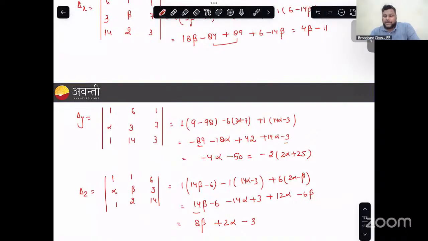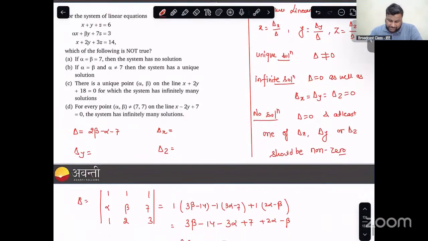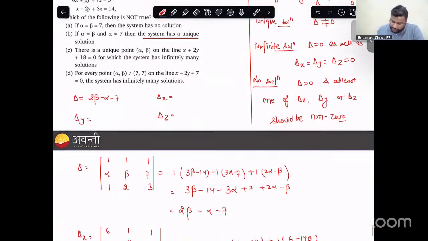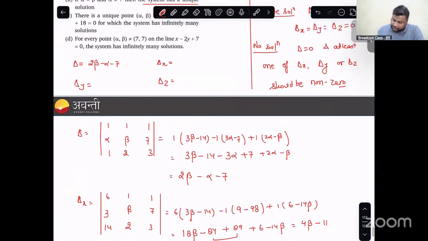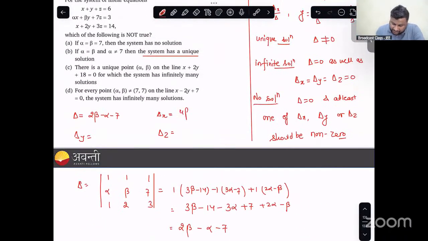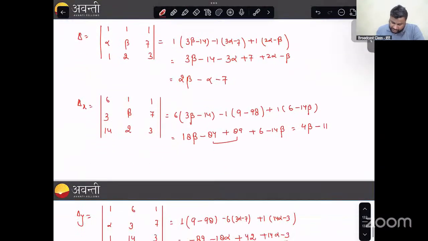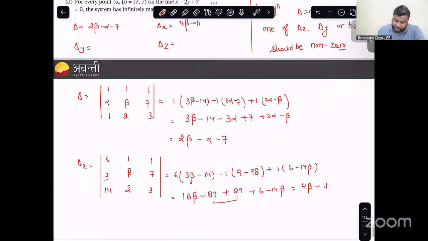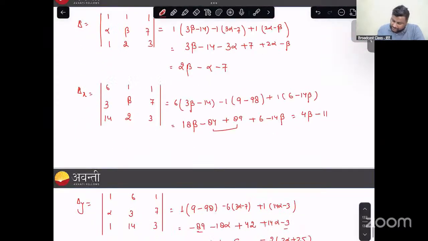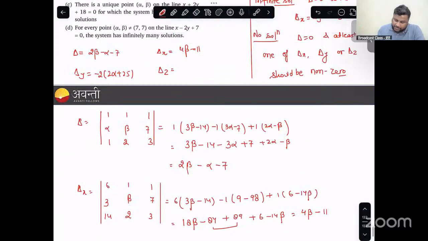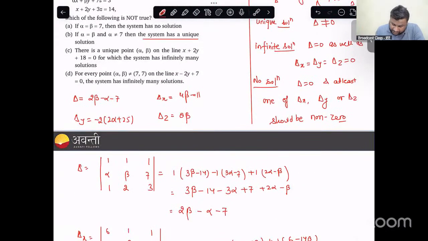Now see, now I will generate the condition. System of equations has a unique solution. Now see, for the unique solution, what do you want? Now what is my delta x? It is 4 beta minus 11. Delta y, it is minus 2 times 2 alpha plus 25. And delta z is 8 beta plus 2 alpha minus 4.